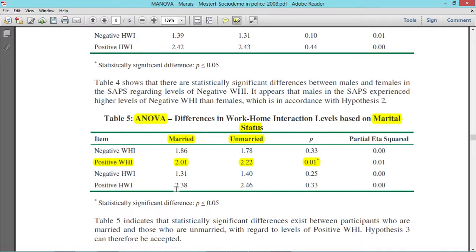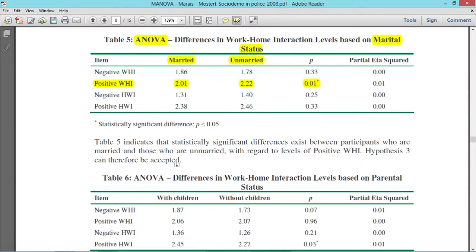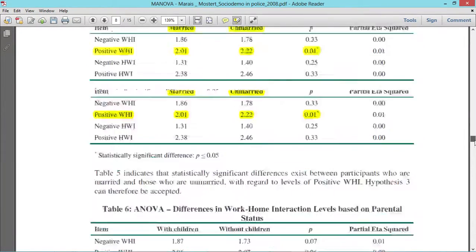people. Okay, so that was in the case of this study. They're indicating, as we've said, in other words, unmarried people, according to this study, or in the case of the participants of this study. Now, of course, these conclusions are limited to the participants in this study. They're not being generalized. But in this case, unmarried people experienced higher levels of positive work-home interaction than married people did.